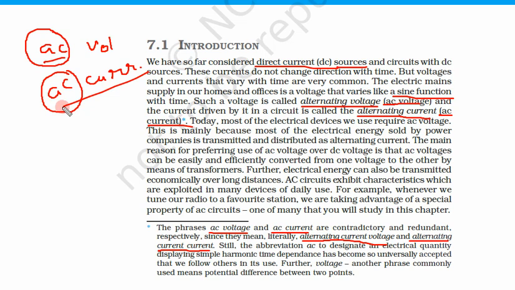So instead of saying alternating voltage or alternating current, we will simply say AC current and AC voltage. Similarly, for direct currents, we say DC voltage and DC current. We will not say direct voltage or direct current. Commonly we are going to say DC voltage and DC current.